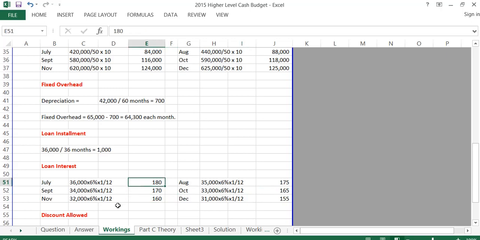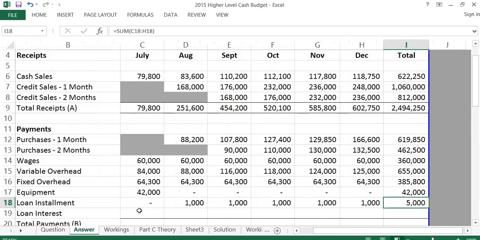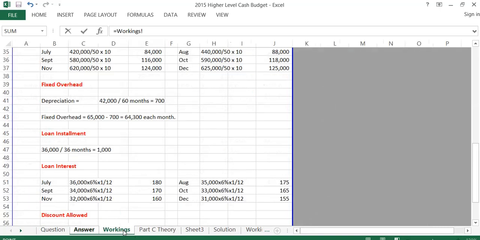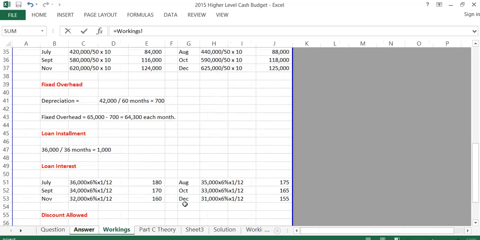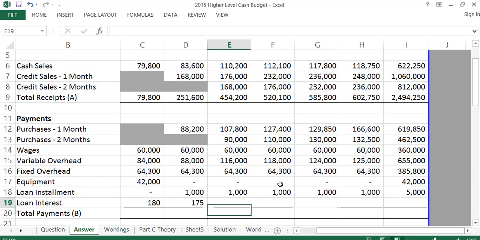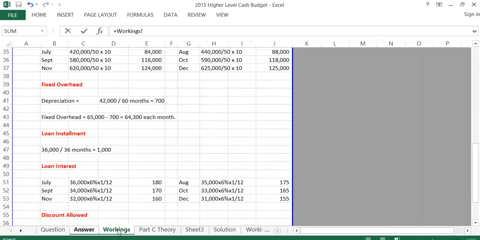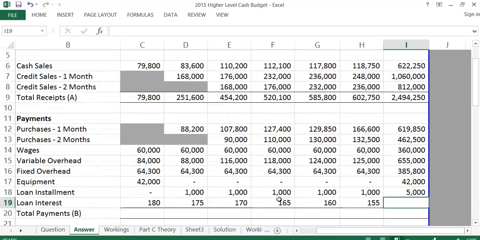go down. So to fill these in, loan interest for July was 180, August is 175, September is 170, October 165, November is 160, and December 155. And again, we total these across.